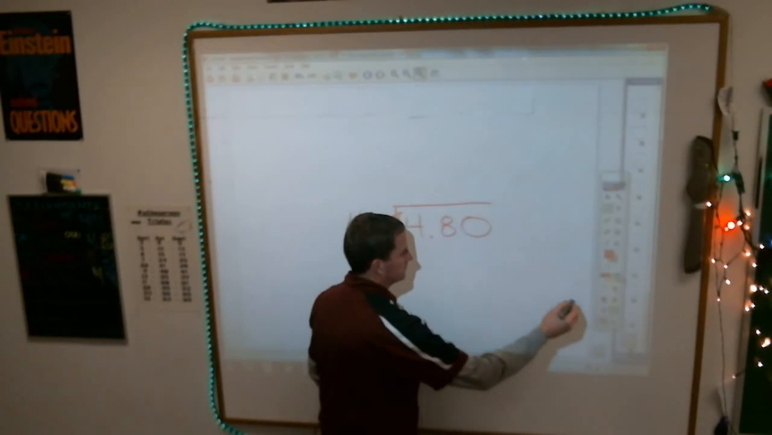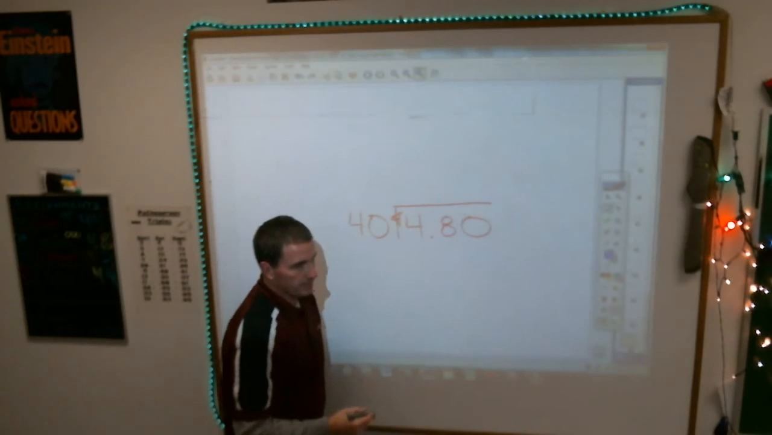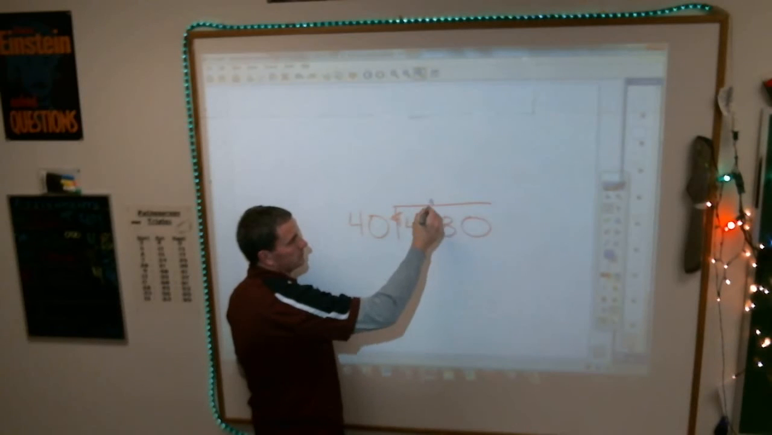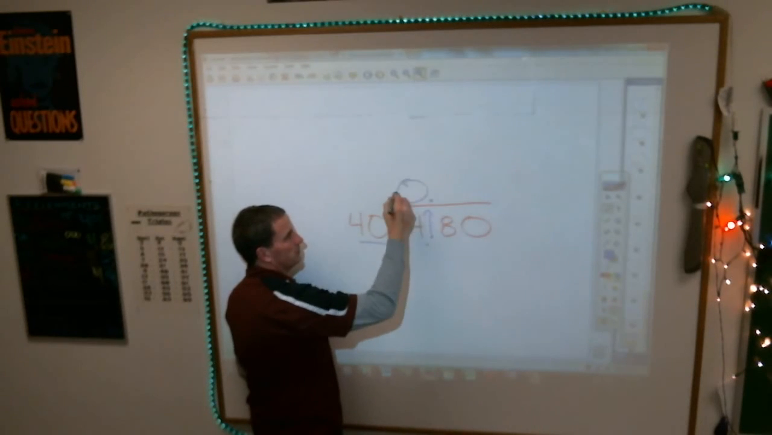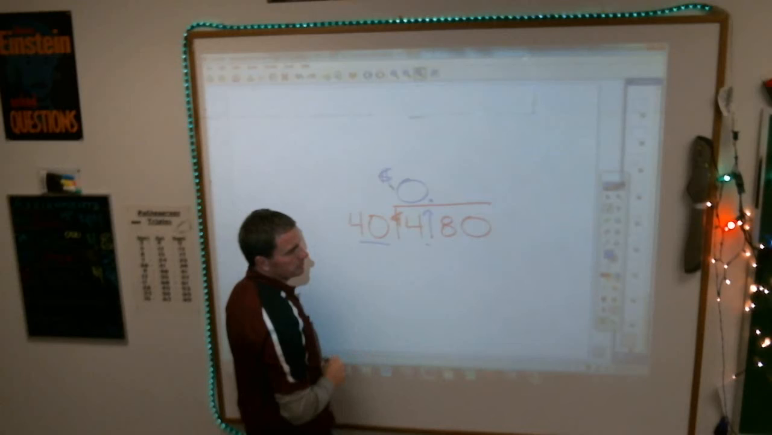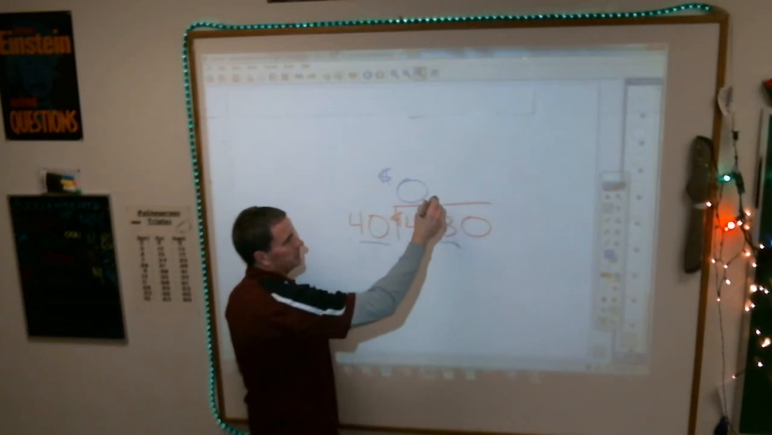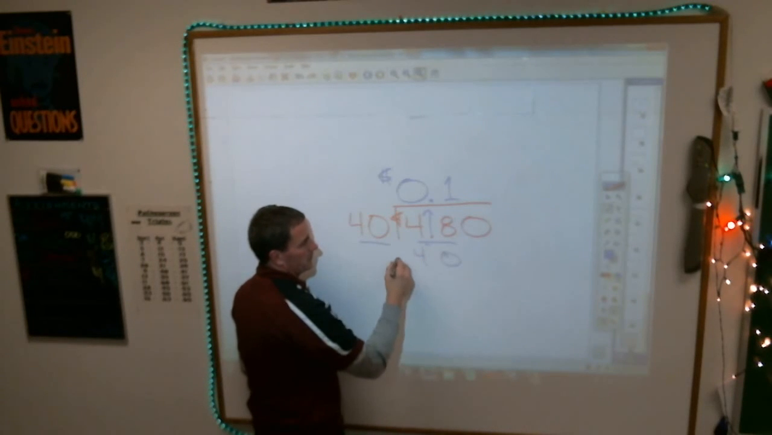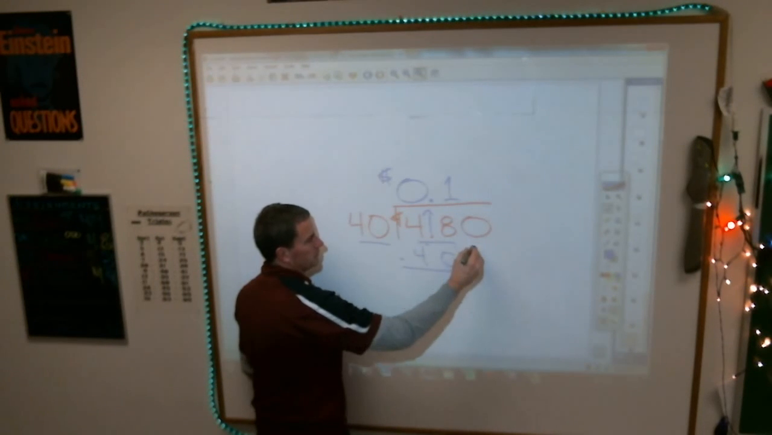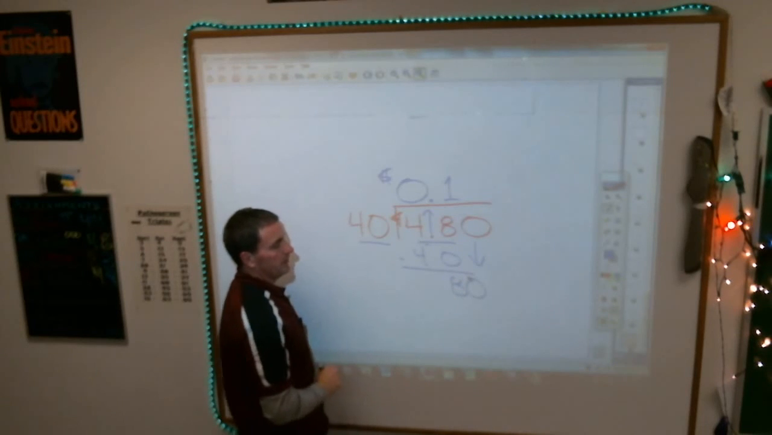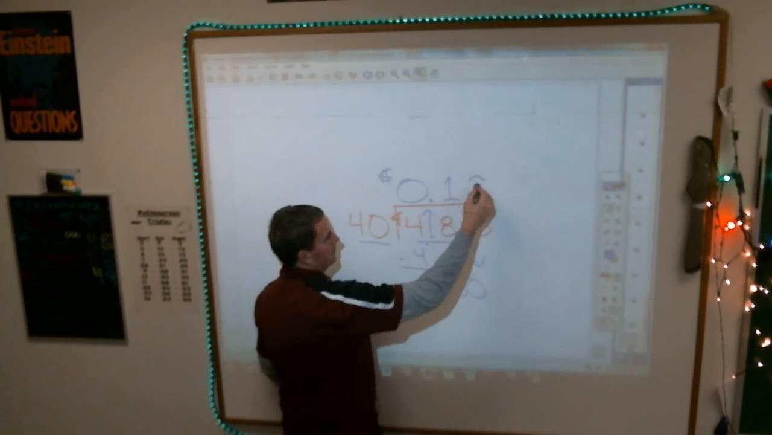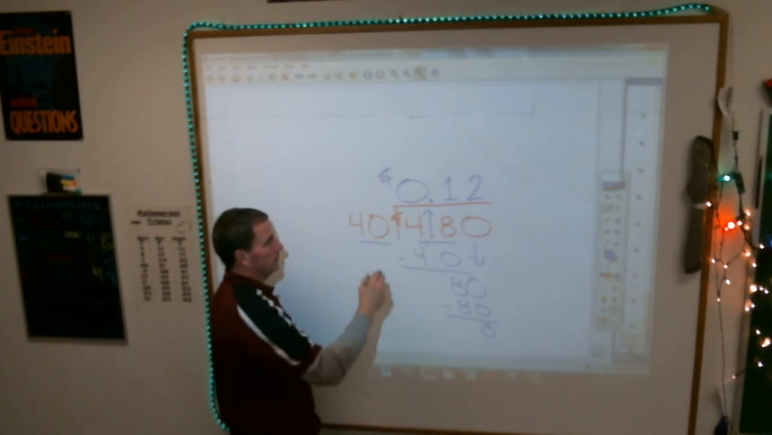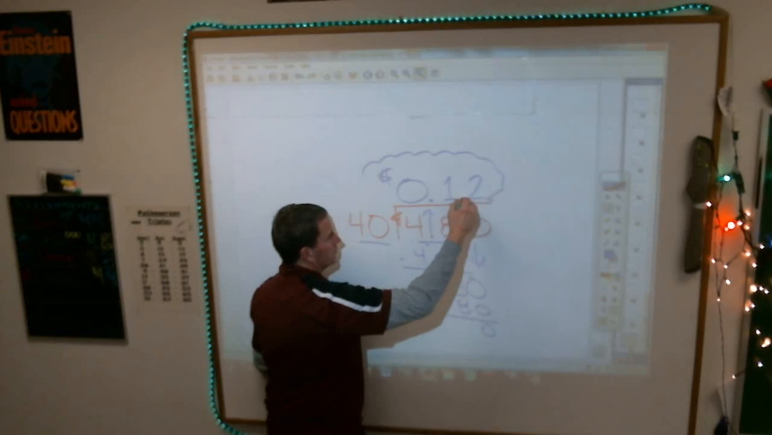Jacob, sir? 12 cents. Anybody get something else? Bring that decimal straight up. 40 doesn't go into 4, so it's nice to put a 0 up there. Don't forget it's dollars. 40 goes into 48 just 1 time, because 2 times 40 would be 80. That's way too big. You're subtracting, you bring it down. How many times does 40 go into 80? Or 4 into 8 is 2. That would be 12 cents.